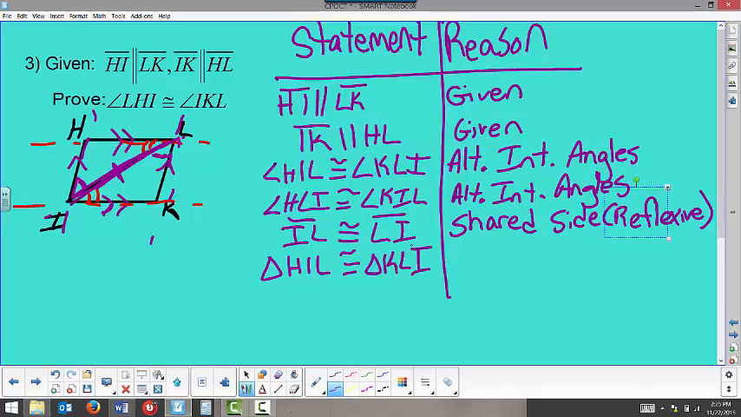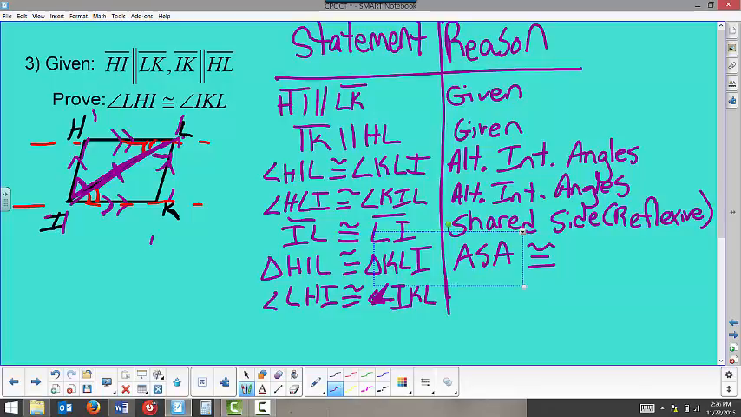And how do I know that? I know that because of angle-side-angle congruence. Those two triangles being congruent tells me that all of the parts match up. So now I can say that angle LHI is congruent to angle IKL.